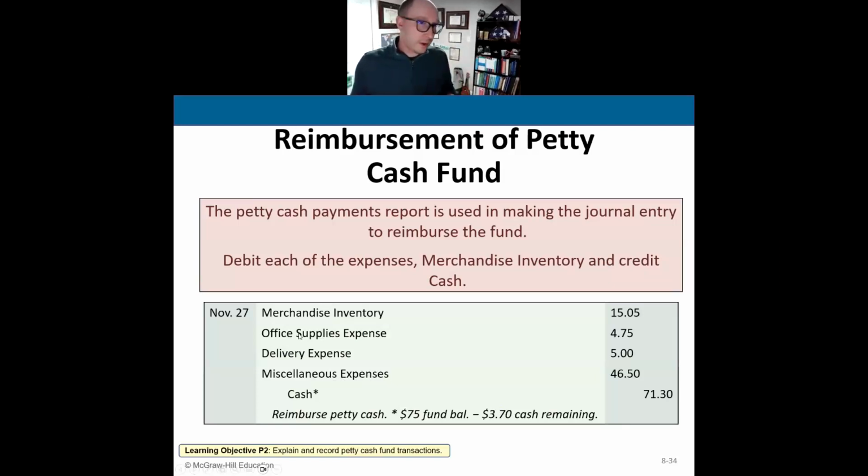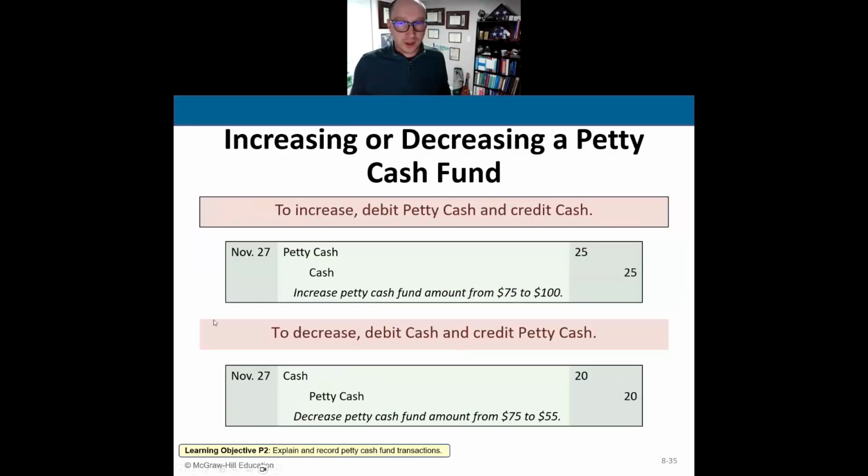And then at the end of the month, I'm going to end up making another adjustment to increase the petty cash fund by the amount that I used. So to increase the petty cash fund, I debit petty cash and credit cash. This kind of shows like a reimbursement, right, of that petty cash fund. And if I need to decrease the petty cash fund for whatever reason, I just do the opposite. Debit cash, credit petty cash.